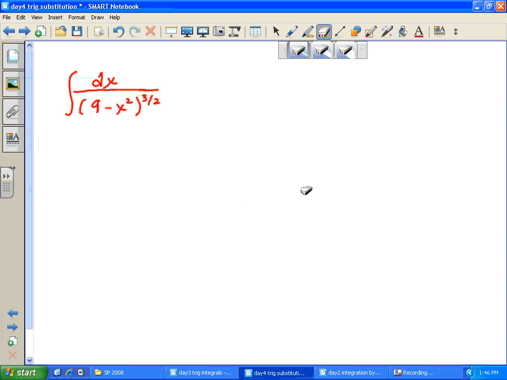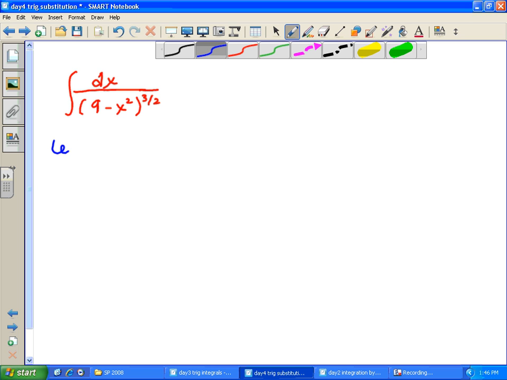Okay, so another trigonometric substitution question. And once again, we know trig sub is going to work here because we have a difference of squares under a square root. And once again, the power of 3/2 really means the square root of, and then raised to the third power. What substitution would be good to use here?